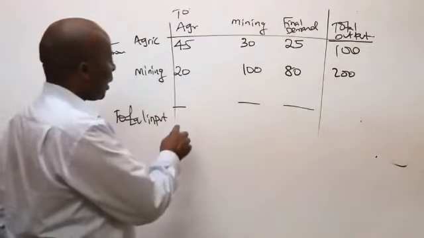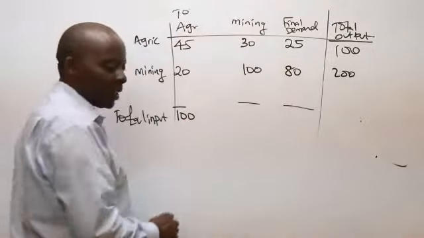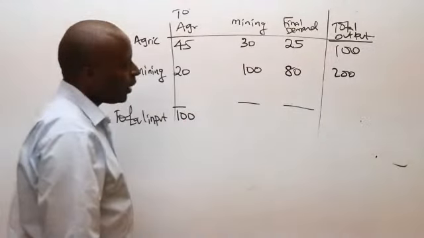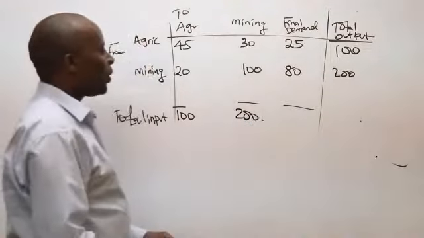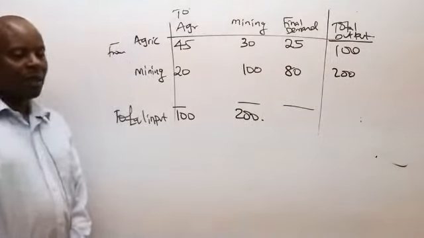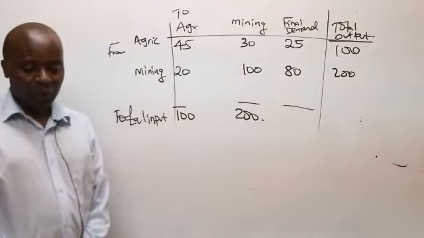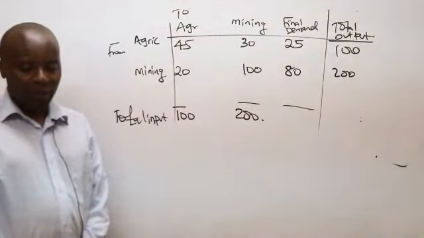However, that is a lie. The total input for agriculture is 100. The total input for mining is 200. Is there anybody who is able to see where I'm getting those figures from?